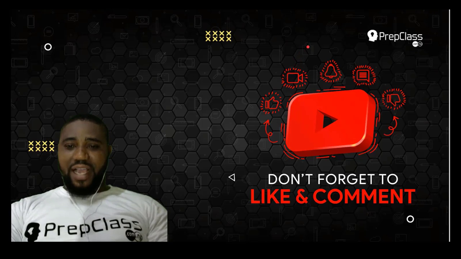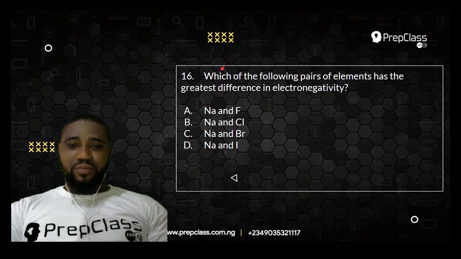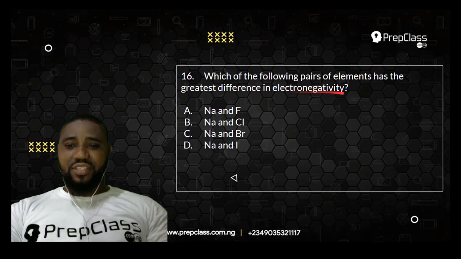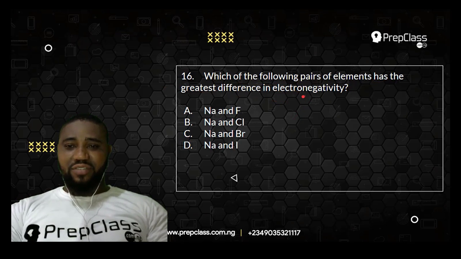So, like I said, we are going to be continuing with our questions 16 to 20. Okay, quickly let us start. Now, question number 16. This one says, which of the following pairs of elements has the greatest difference in electronegativity?